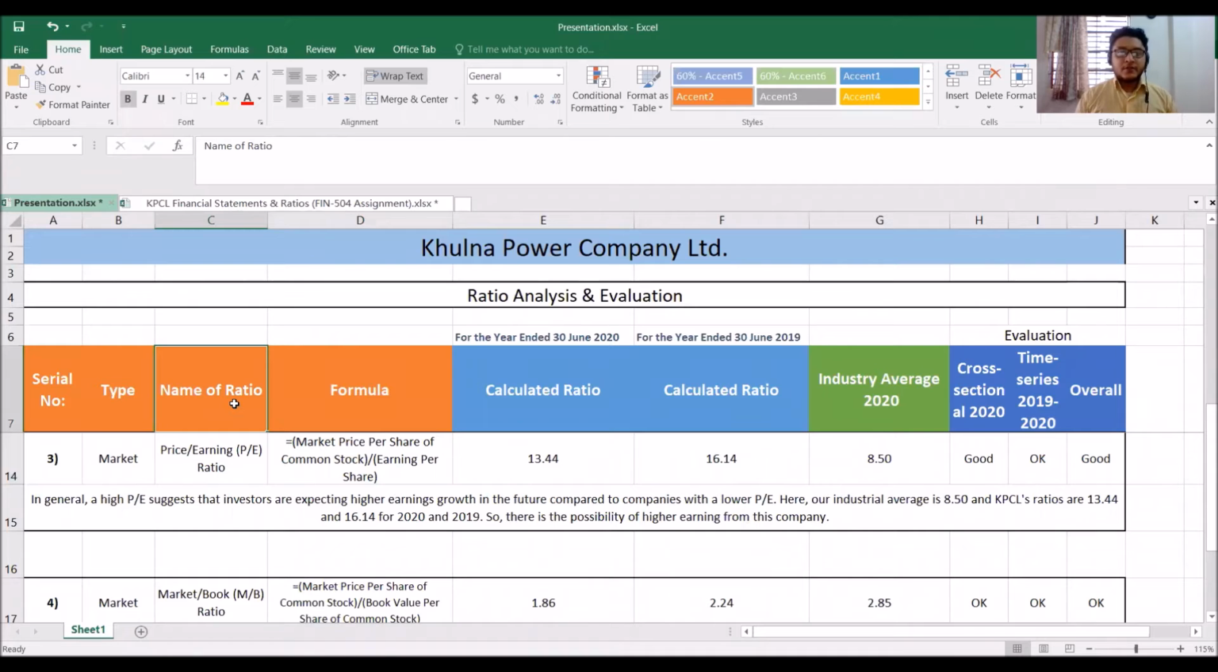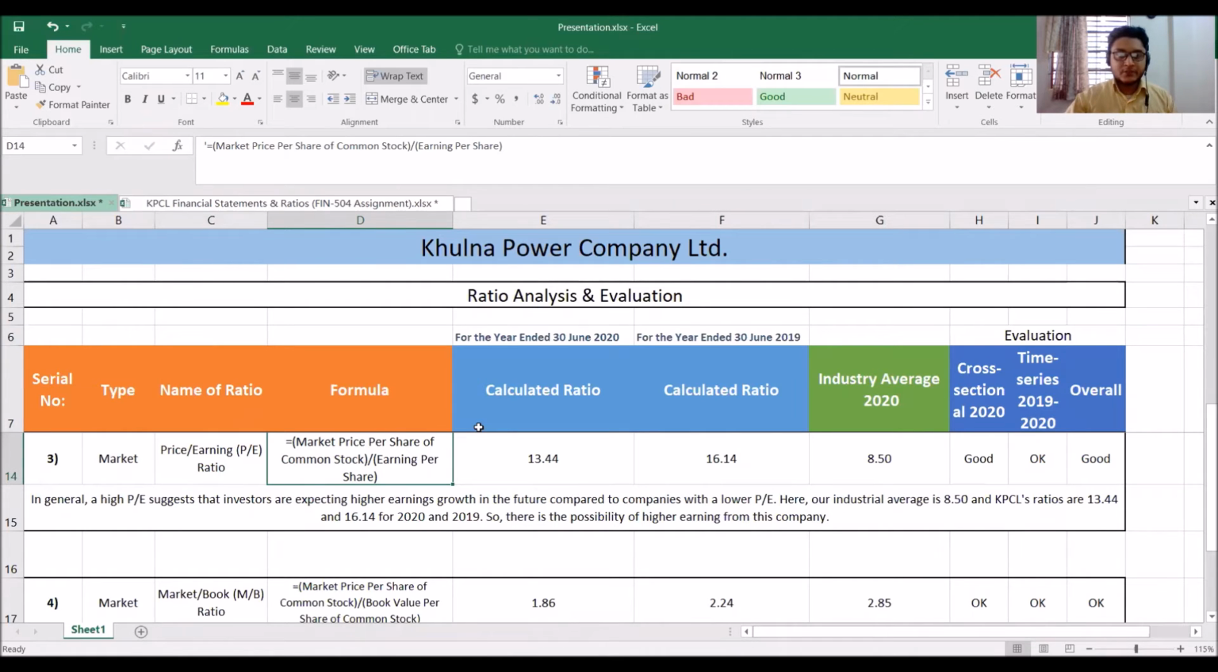So the third ratio from my part is the price earning ratio. It is a market type ratio. In general, a high price earning ratio suggests that investors are expecting higher earning growth in the future compared to companies with a lower price earning ratio. So this is the formula used to calculate the ratio. Let me switch to the detailed calculation.